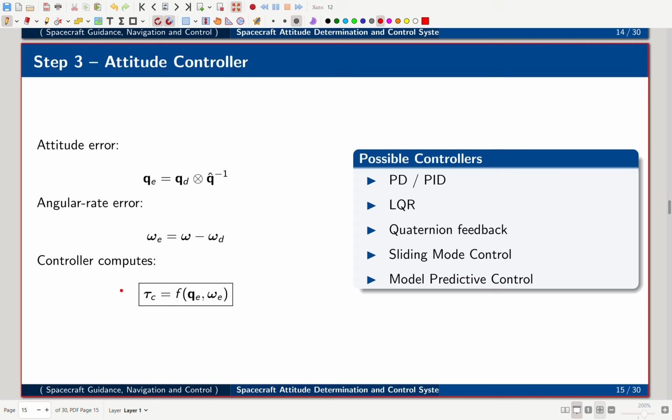So, actuator controller. Just now we know we can find the actuator like that. Angular rate error: omega_e is equal to omega minus omega_d, and the controller computes a function of the error, right? Sometimes we design a simple control like PID, LQR, quaternion feedback controller, sliding mode controller, or MPC, model predictive controller.